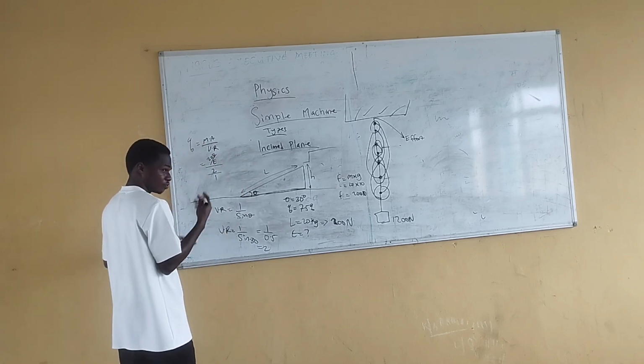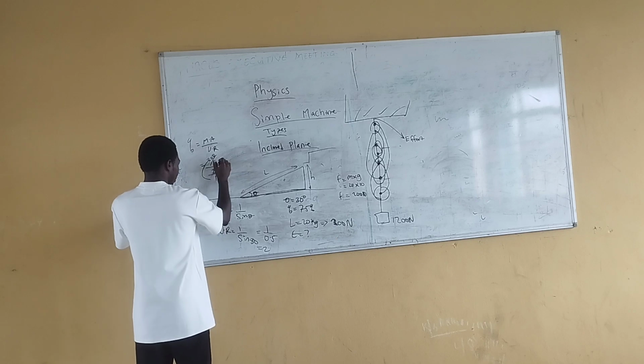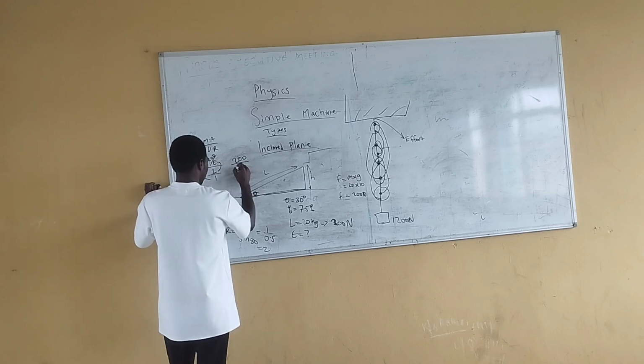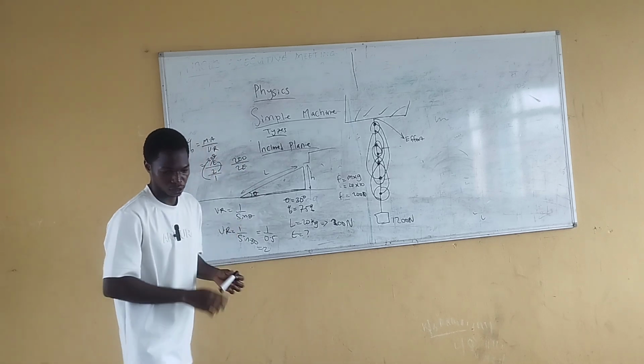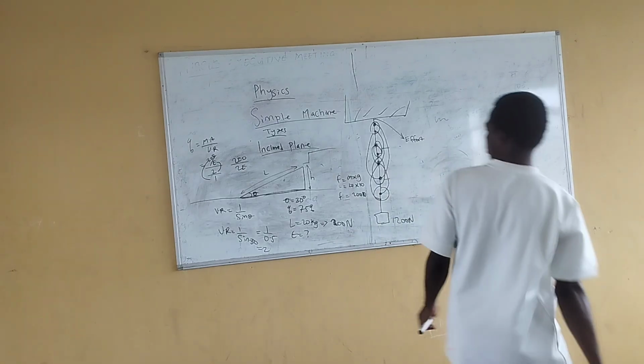You understand now? What will I do? Far and far, near and near will give me 200 over 2E. Efficiency was given. Let's clean the board to make space.